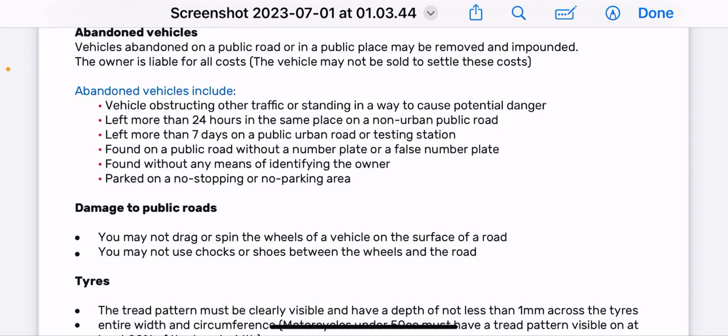Vehicles obstructing other traffic or standing in a way to cause potential danger. When a vehicle is left more than 24 hours in the same place on a non-urban public road. When it's left more than 7 days on a public urban road or testing station. When it is found on a public road without a number plate or with a false number plate. When it is found without any means of identifying the owner. When it is parked in a no stopping or no parking area.